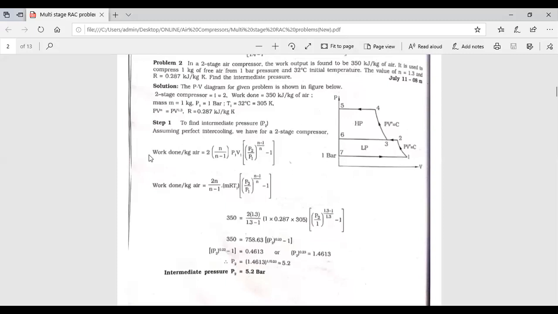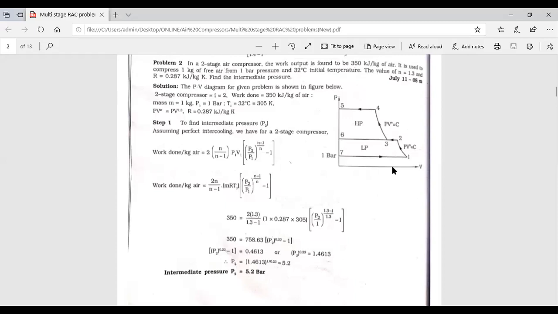In this formula, what are the given data? Work done is given. How much? 350. And 2 is constant. N is given 1.3. Okay. P1 is given, that is 1 bar. Always it will be 1 bar only, atmospheric pressure. And V1 is given, V1. Okay. V1 is not given. Okay, no problem. V1 is not given. Okay, P2 and P1. Our aim is to calculate P2, that is intermediate pressure, and P1 is given 1 bar.